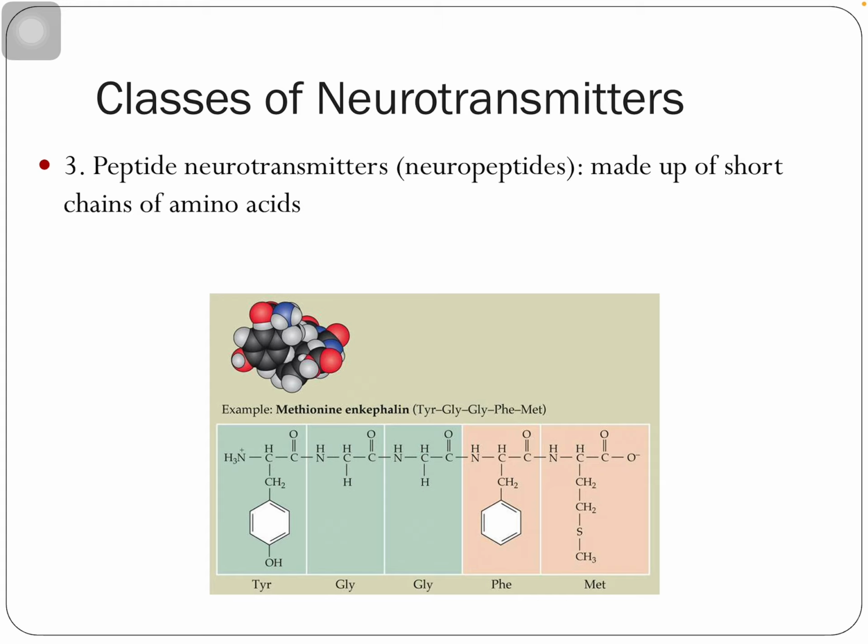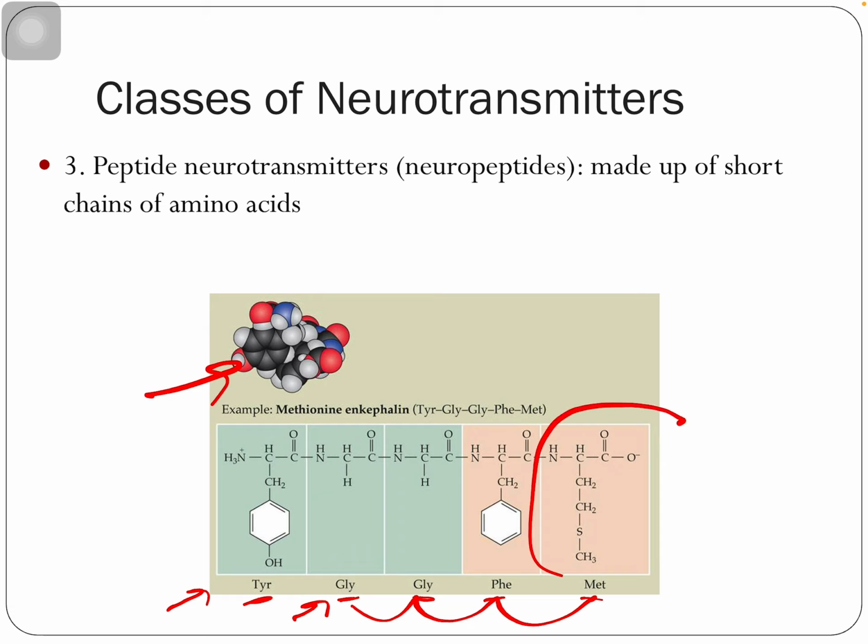Here is an example of a peptide neurotransmitter. We call these neuropeptides. These are made up of short amino acid chains. And so here's an example of tyrosine, glycine, for example, the different makeups of these amino acids, the parts. Okay, so that's not glycine, it's just the parts and how they're making up the different neuropeptides. So again, I don't expect that you would be able to draw this out, for example. I never would expect that.